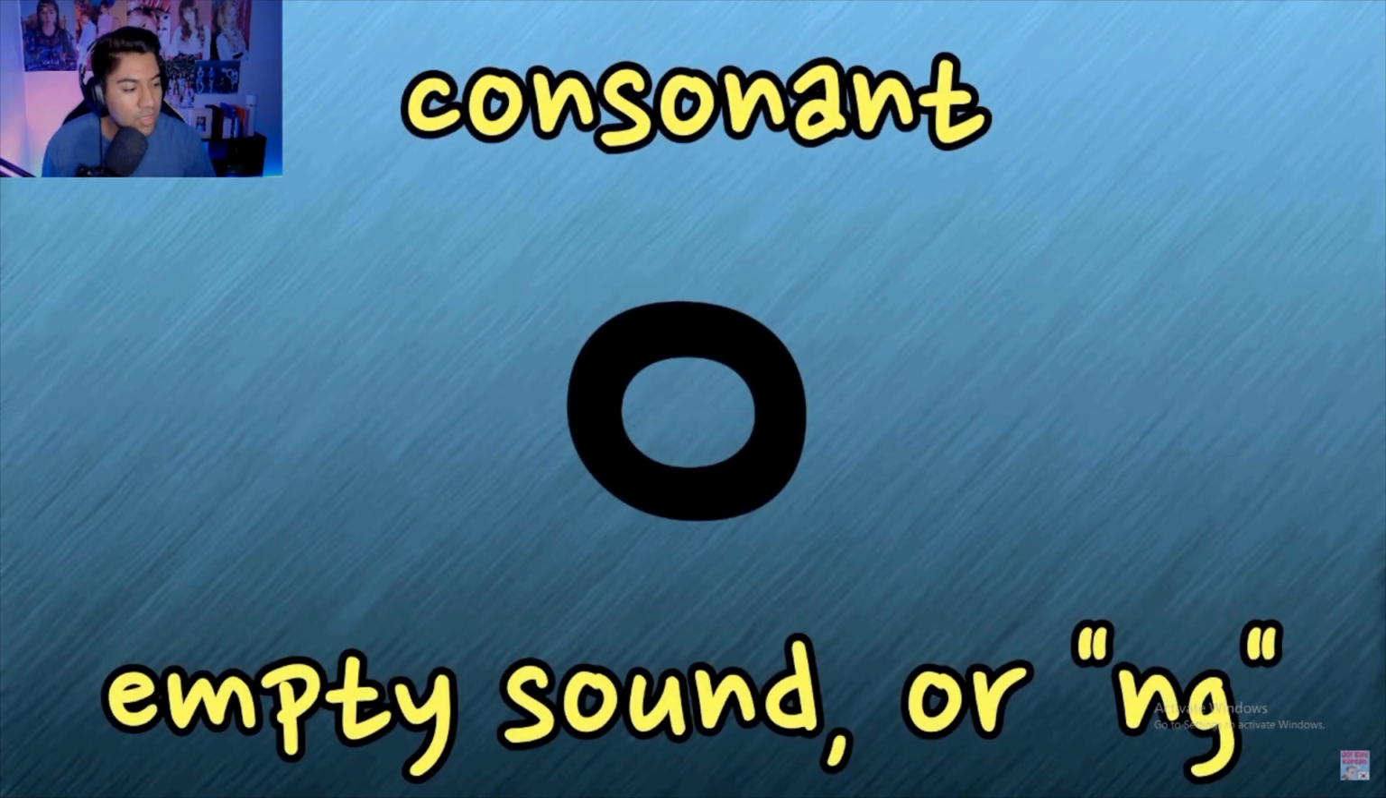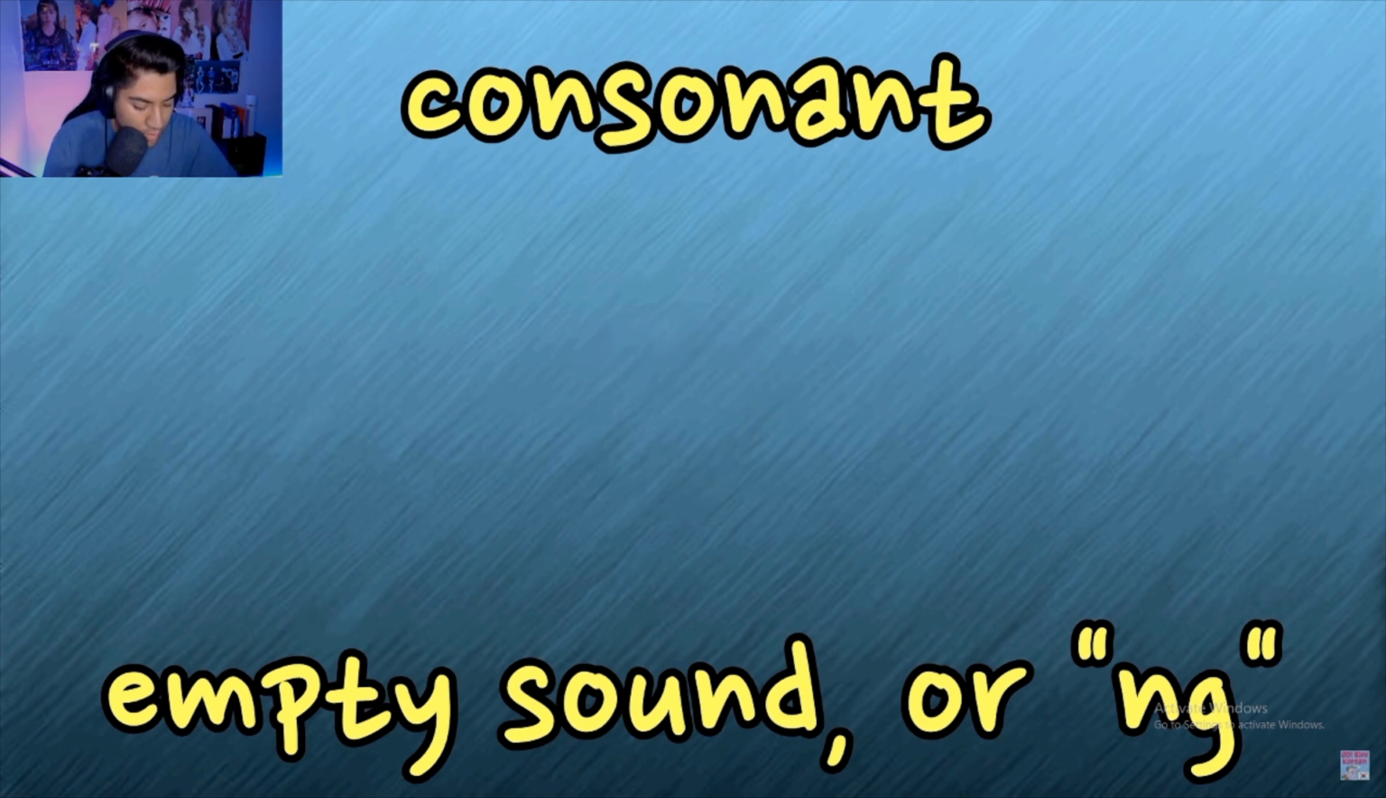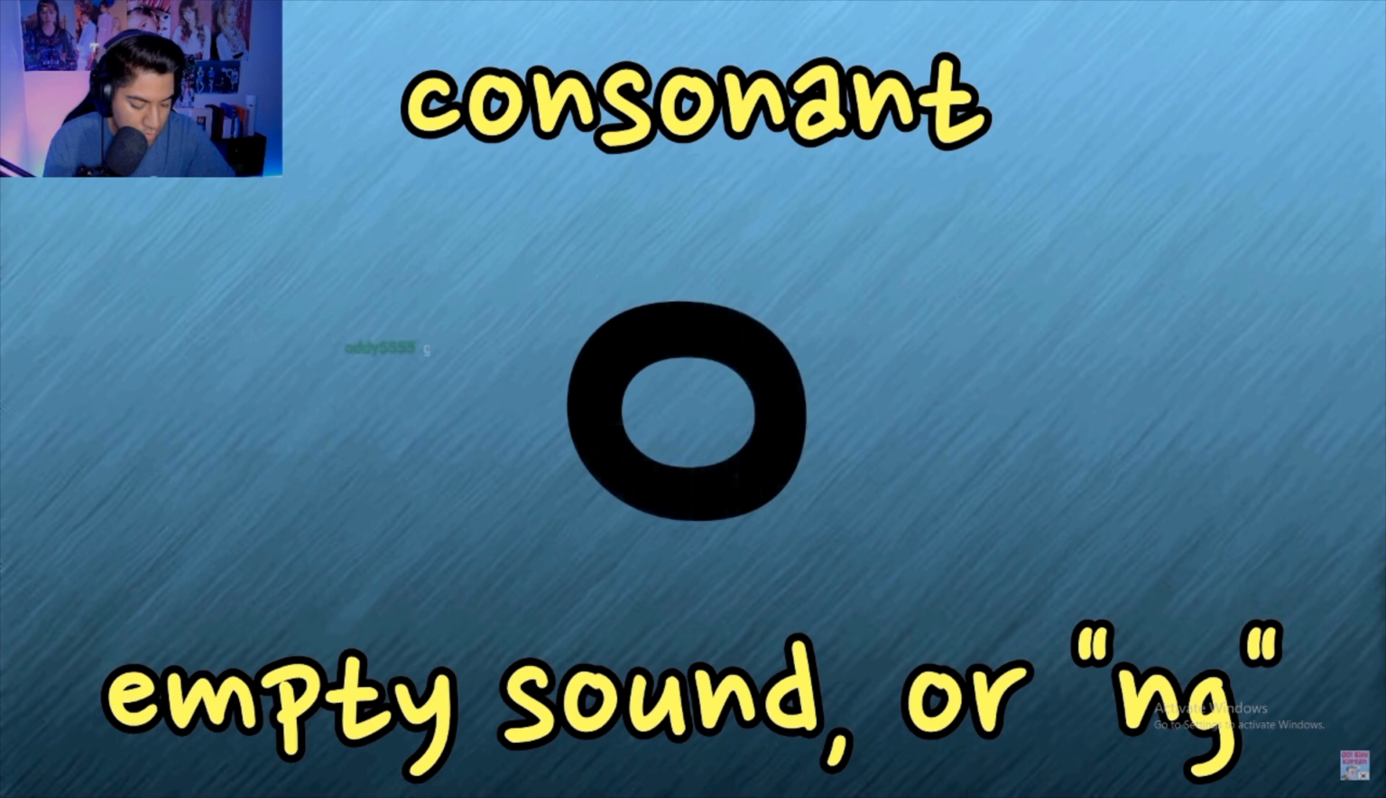Here's our next consonant. It's simple to draw. Make a circle starting from the top and going counterclockwise. Practice writing this on your own a few times. This letter has 2 uses. First, this letter can be used at the beginning of a syllable to give an empty sound.